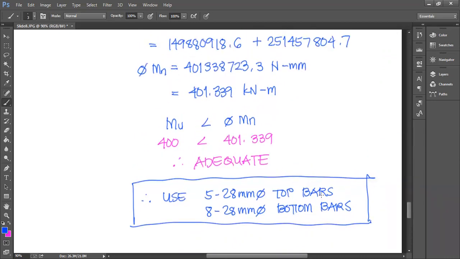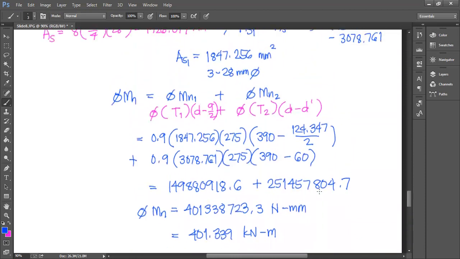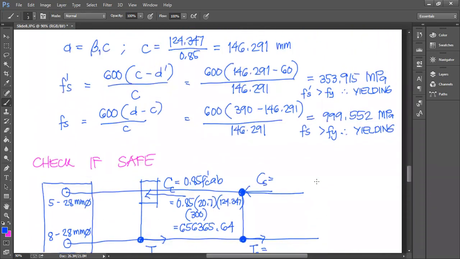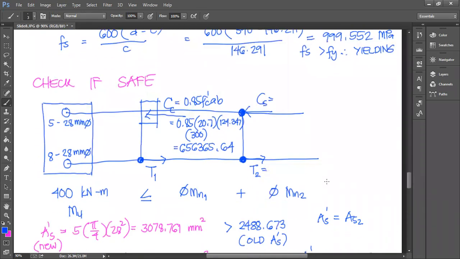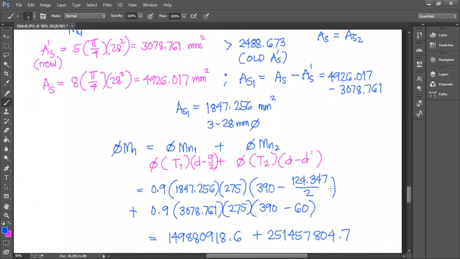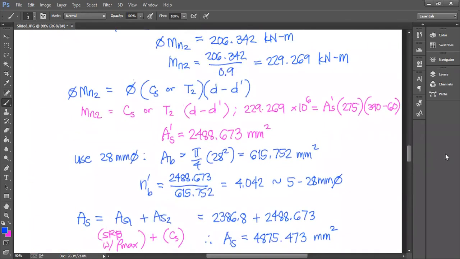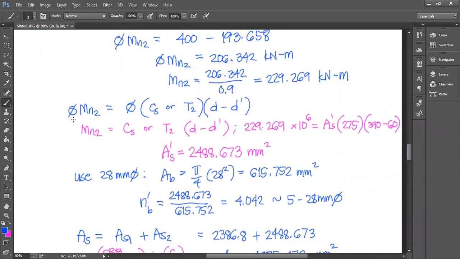Okay. So, doon sa module, may nakita akong mali ko na i-revise natin. So, yung mali ko doon sa module is hindi ko divide yung Mn2 ng phi. So, ang nagamit ko doon sa module is still yung 206. Pero ang correct dapat should be 229.269.